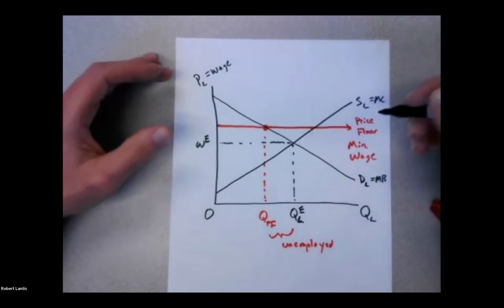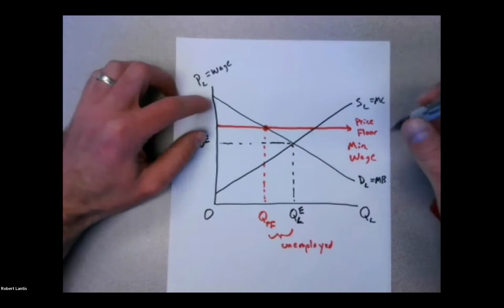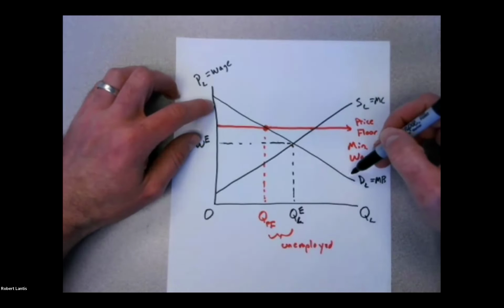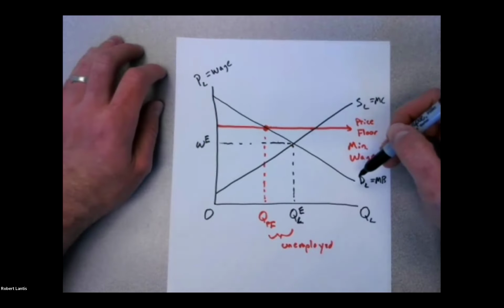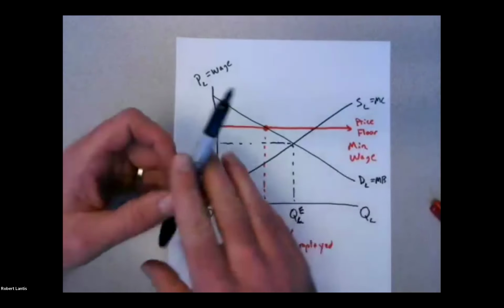So we said price floors are going to negatively impact consumers. Well, the consumers of labor here are companies. So politically, that's a little bit easier to impose this price floor in this market because we're hurting the companies, right? What's happened to producer surplus?